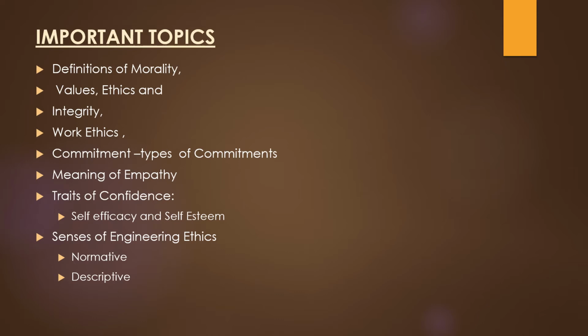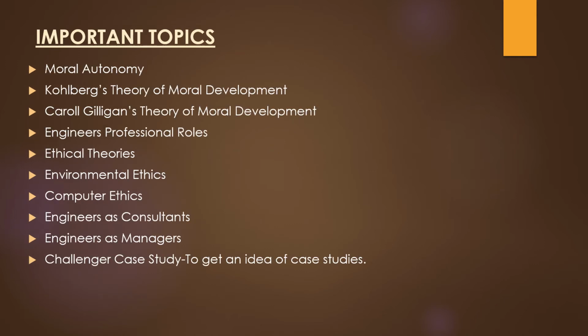Then we have senses of engineering ethics. When you say senses of engineering ethics, it's more to do with ethical theories. So I have given you a video on ethical theories, describing what normative ethics and descriptive ethics are, consequential, non-consequential, and certain terms associated with that. Please understand those terms. And when you have a question on senses of engineering ethics, you have to write how engineers can think normatively, and how they can think descriptively. Okay, so that is also there in your notes. Next topic is moral autonomy.